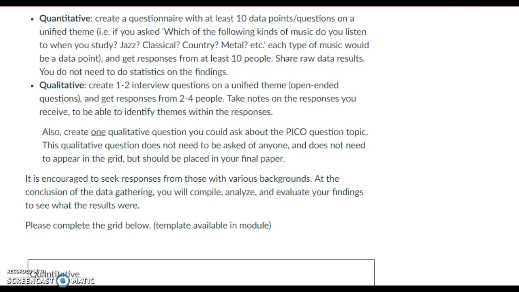It could be asking people what their favorite Christmas cookie is, or what their favorite activity is, but you need to make sure that you have a preset list for them to choose from that has at least 10 data points. Then you will be sharing the raw data. We're not doing any statistics in this class, but you'll be sharing the overall findings that you came across.